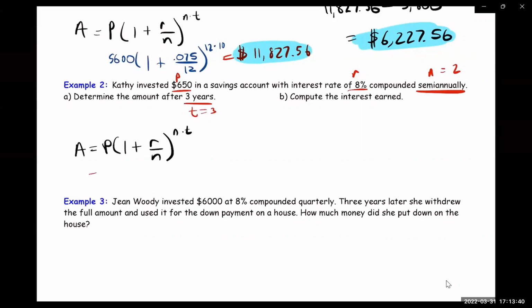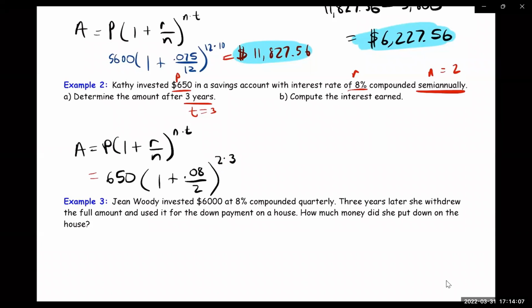All right, so let's plug in the numbers. P is 650. R is 0.08. N is 2. And don't forget to close the parentheses, raised to the exponent of 2 times 3. If you want, you can do this math in your head, so it's easier to type into the calculator. You can just call that 6 if you want. So go ahead and type that into your calculators the way we did it before.